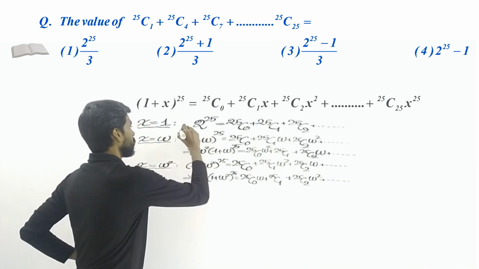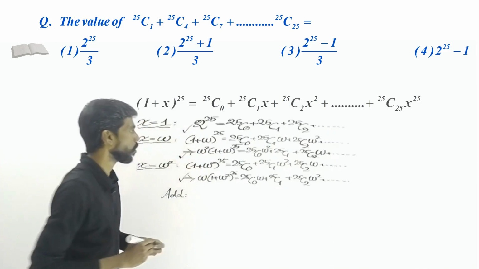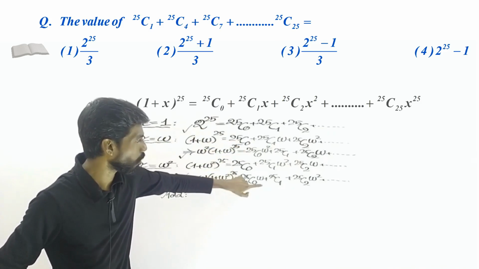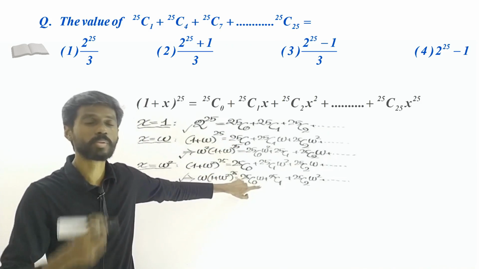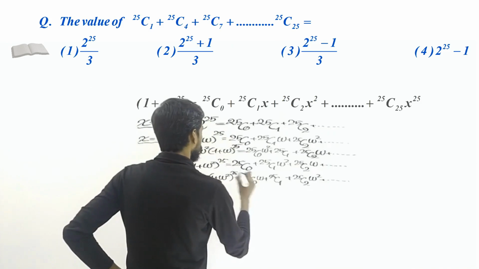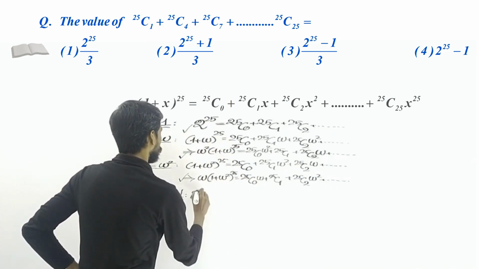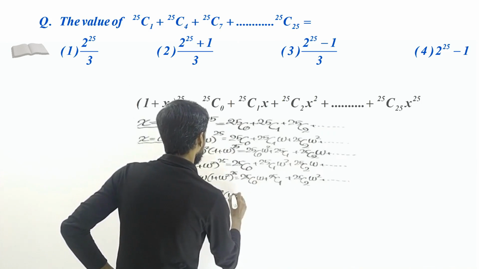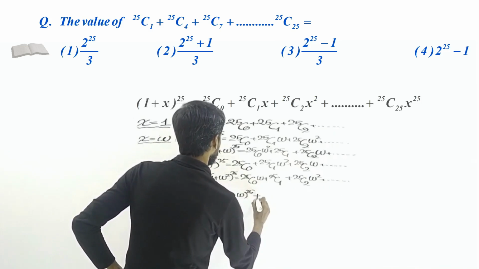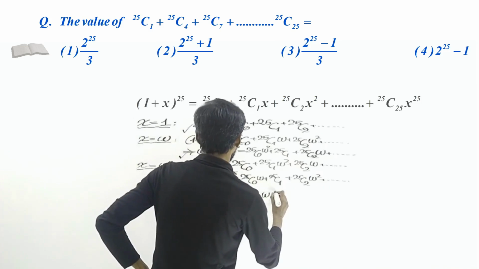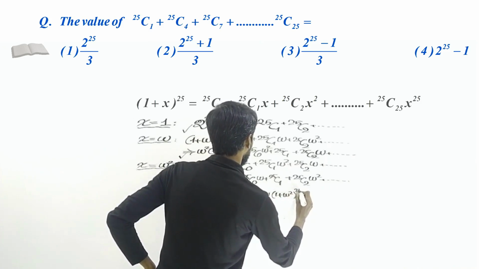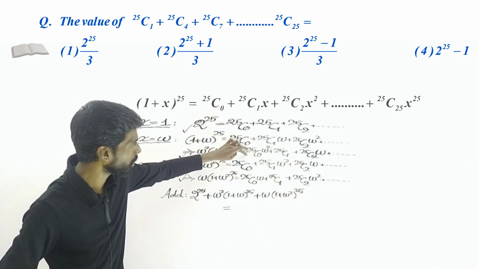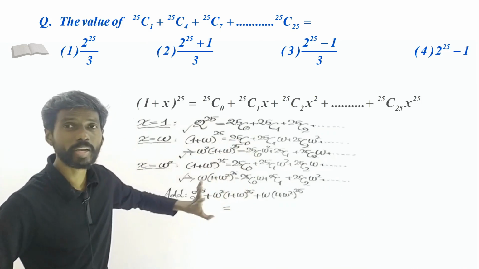See, we are adding these three, this and this. 25c0 and the next 25c0 omega square and 25c0 omega. So 25c0 times 1 plus omega plus omega square, that will become 0. So the first term becomes 0. So if you add this, we will get 2 to the power 25 plus omega square multiplied by 1 plus omega to the power 25 plus omega multiplied by 1 plus omega square to the power 25. So if you do this addition here, first terms get cancelled, 25c0, 25c0, 25c0, 1 plus omega plus omega square, that becomes 0.